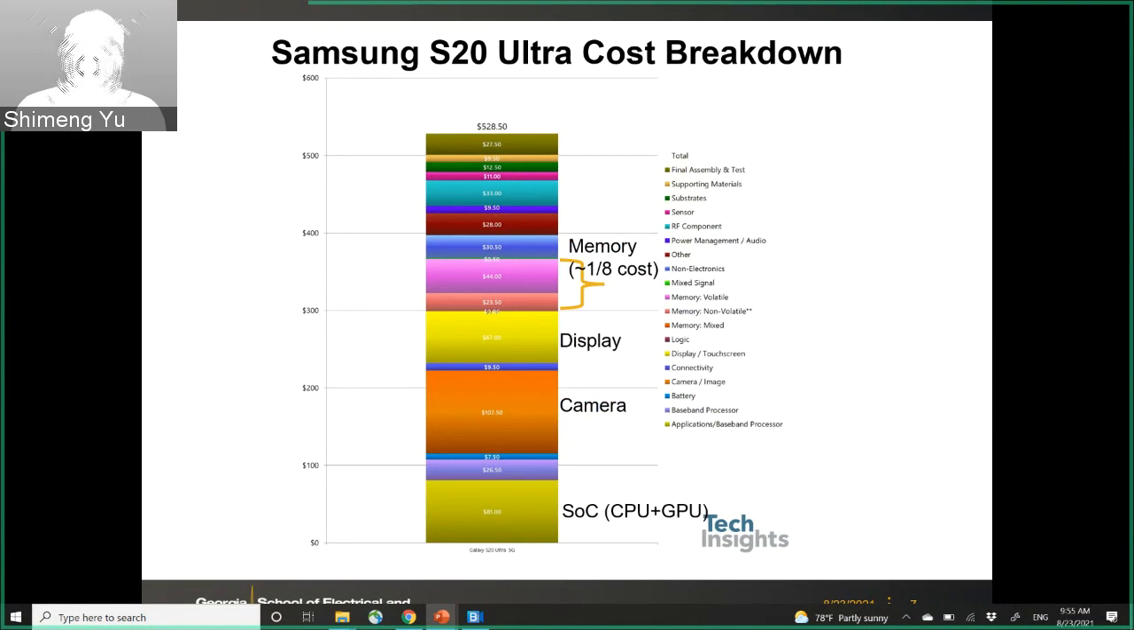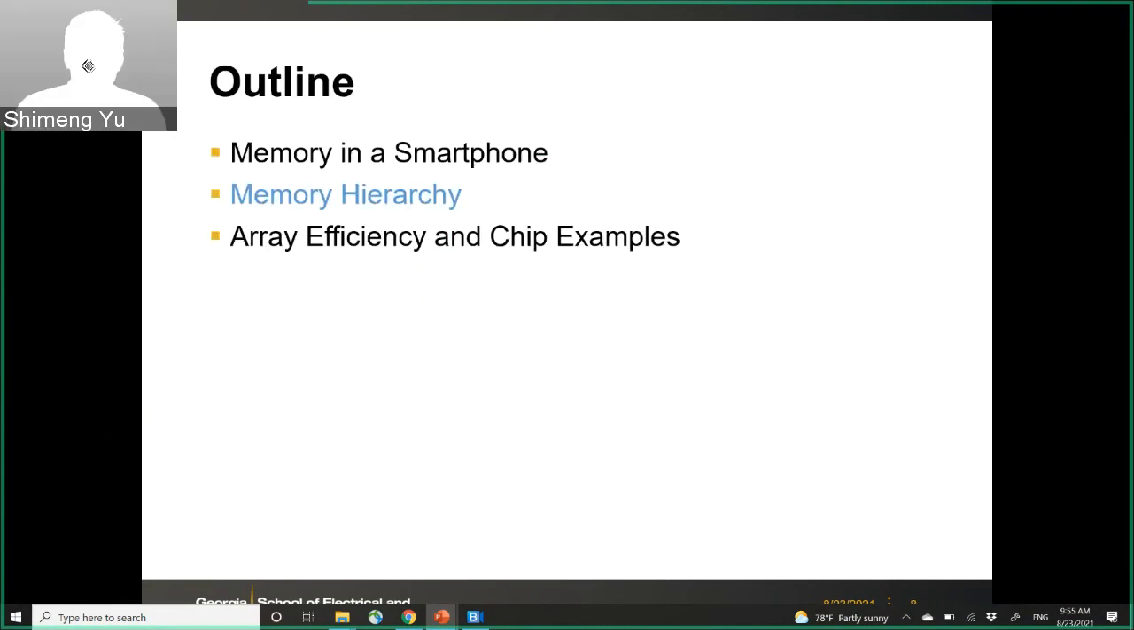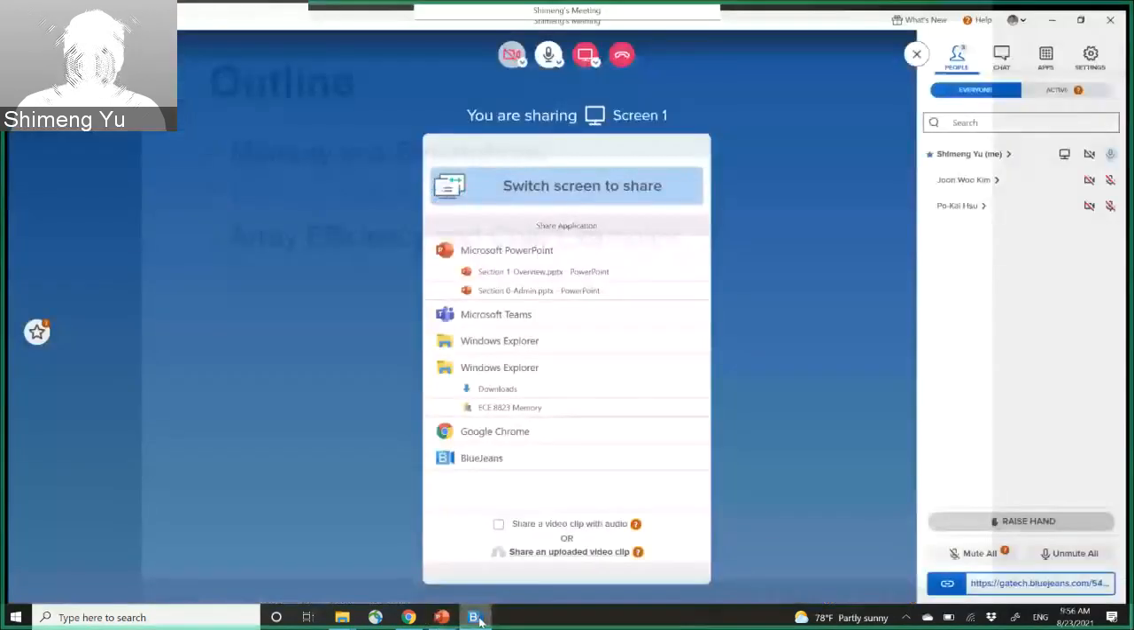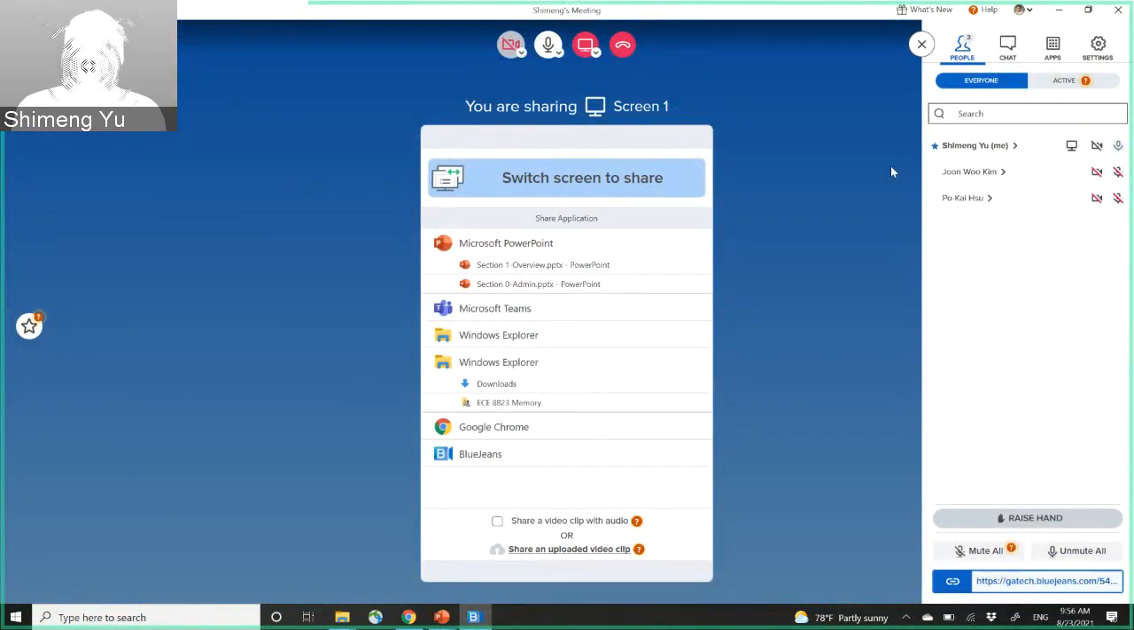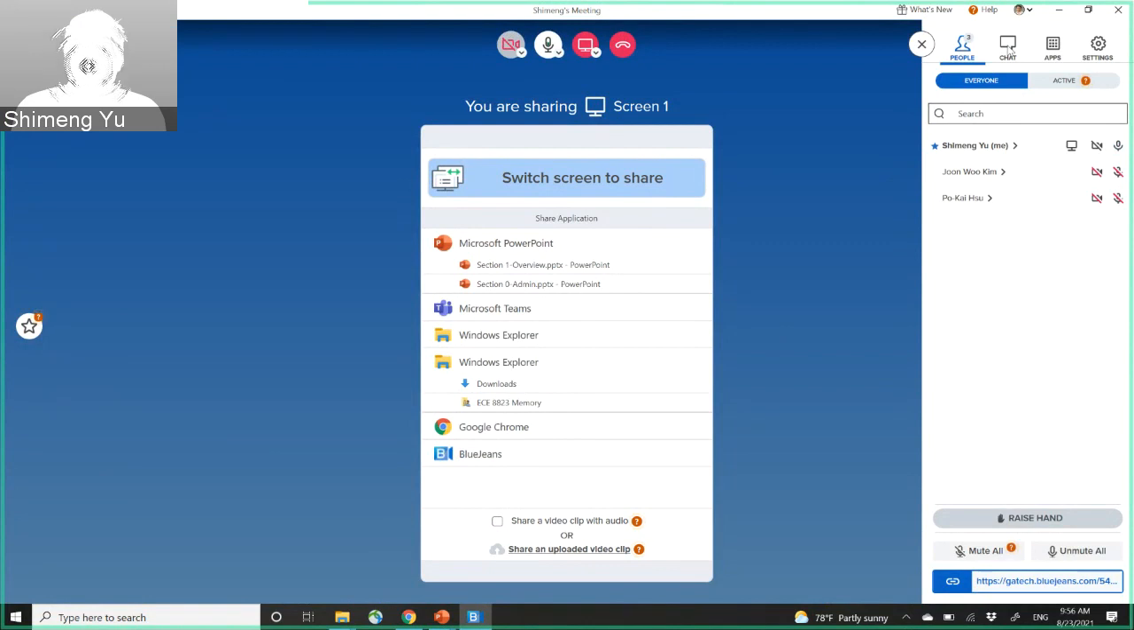So any questions here? If not, then let's move forward to the memory hierarchy. Let me check if there are any questions from the online audience. For the online audience, if you have questions, please post to the chat. I will check that regularly. But of course, I have to prioritize the audience in the classroom first.